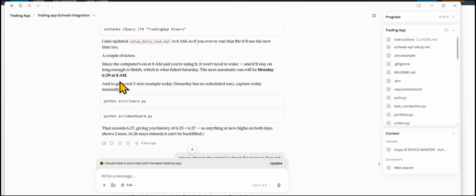Okay, so we changed the time, it looks like, to 8 a.m. It missed one day, which can't be backfilled. So starting on a certain day, I should at least see 2 stars on my dashboard, which I did confirm the next day, that there were 2 stars because the script ran now for 2 days.